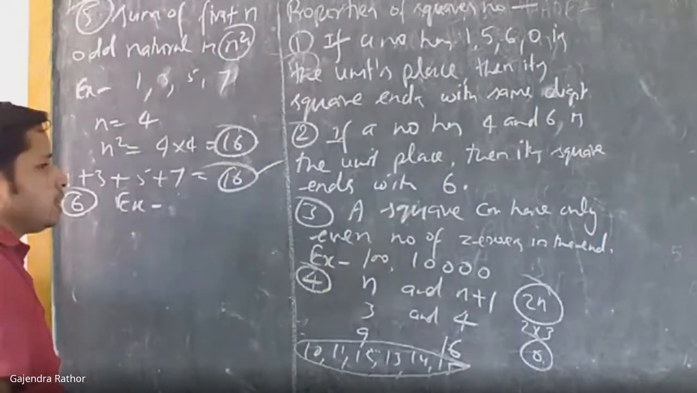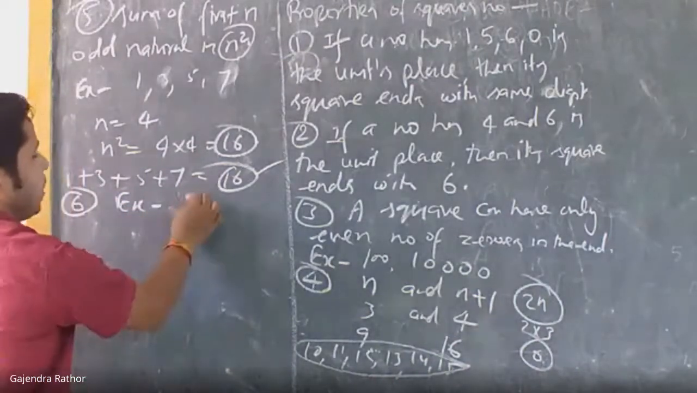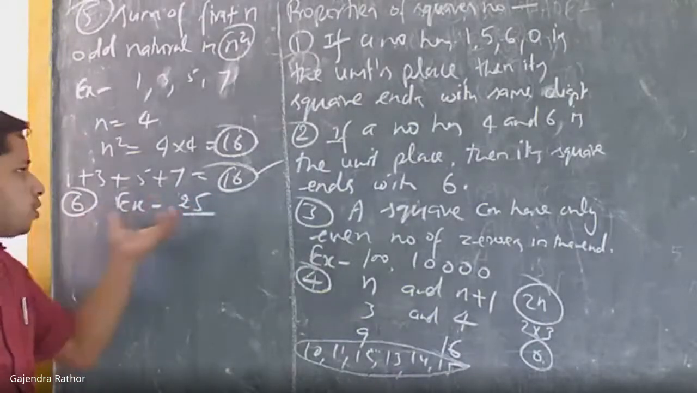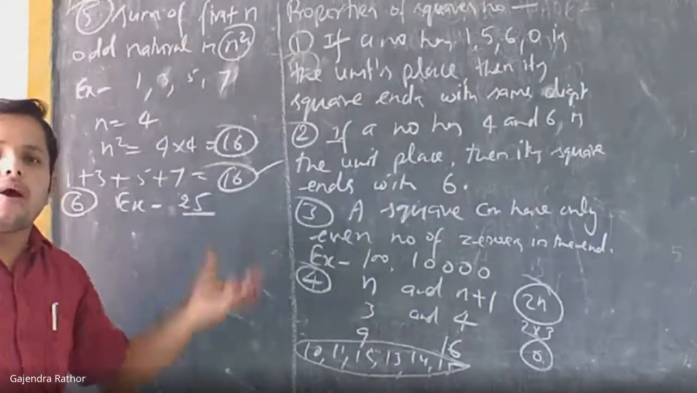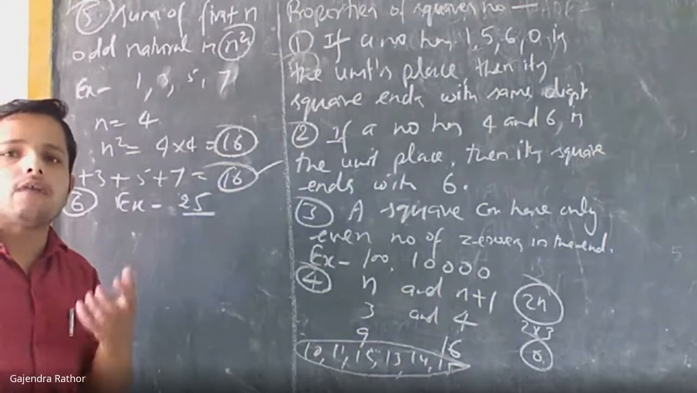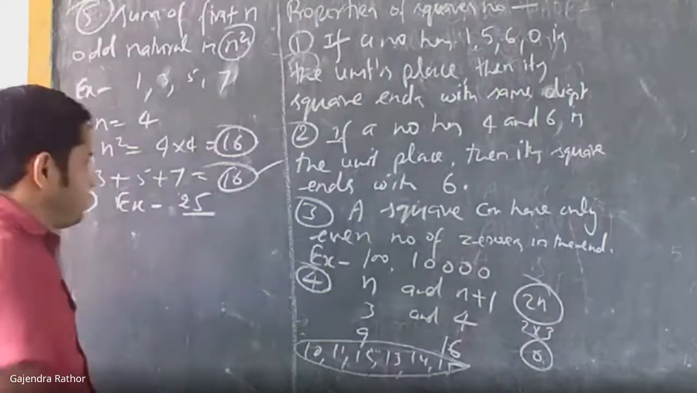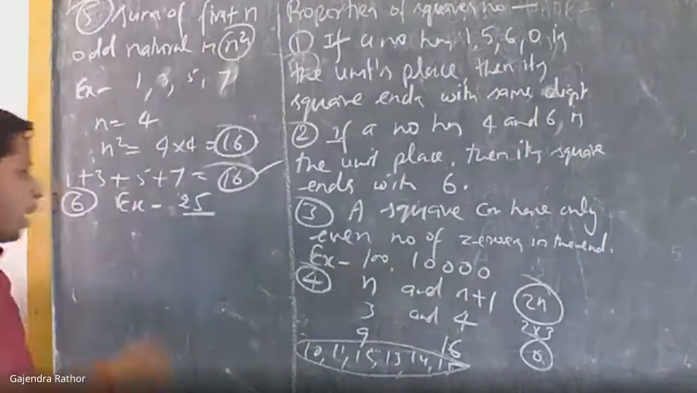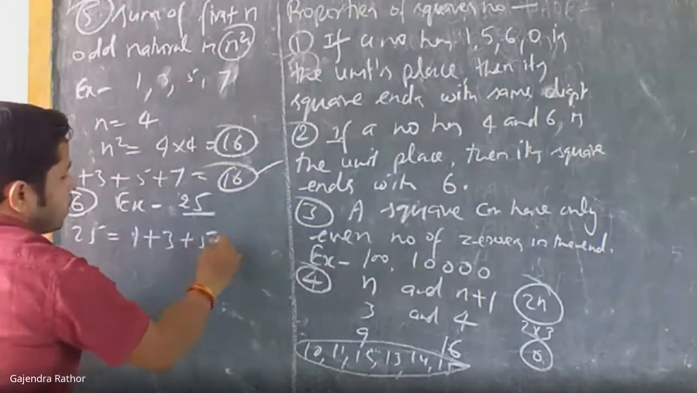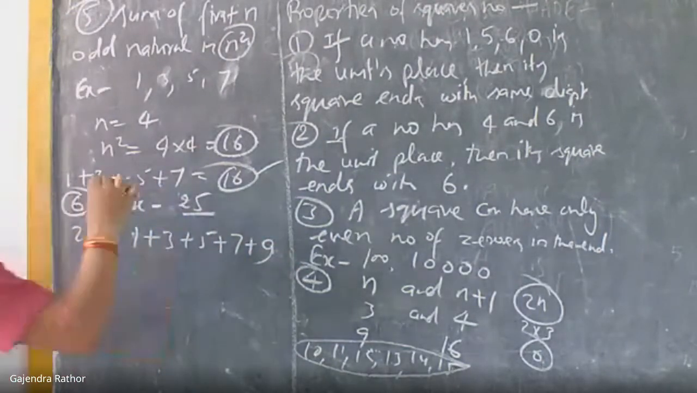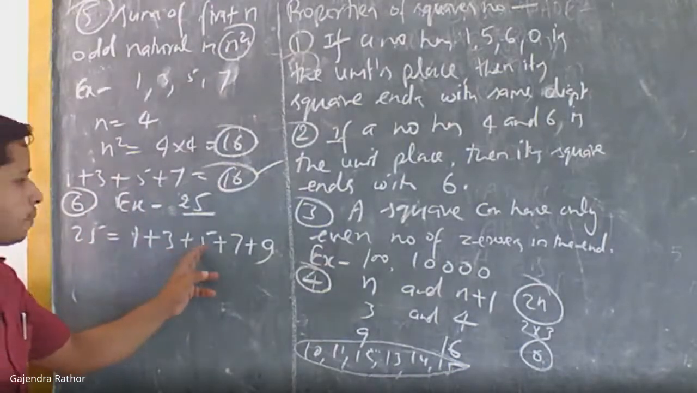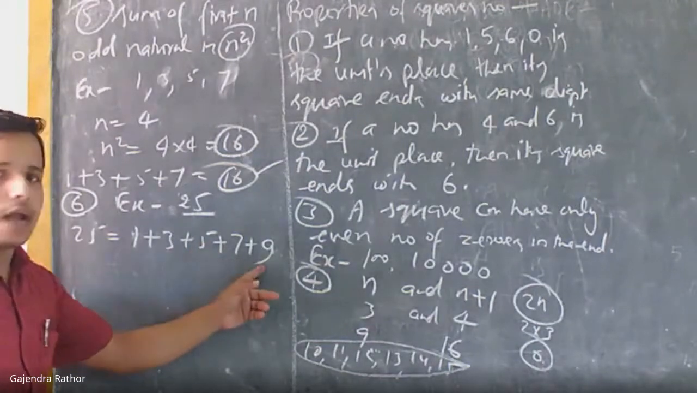Okay. Select any number. Take 25. 25 is a perfect square number. According to this property, we can convert, represent or express 25 as a sum of successive odd numbers from starting 1. So 25 is equal to 1 plus 3 plus 5 plus 7 plus 9. Check it: 1, 1 plus 3 is 4, 4 plus 5 is 9, 9 plus 7 is 16, plus 9 is 25.